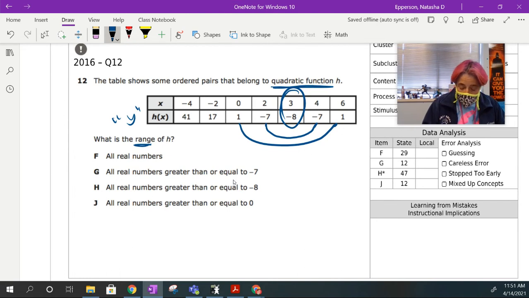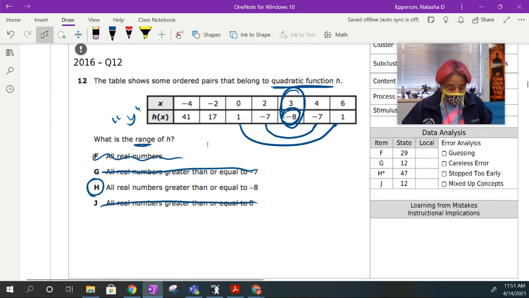I'm not sure if it's a happy or sad parabola, but that's okay. We know it's not F, and we're going to look at our y value, which is -8. The only answer that has -8 in our answer choices is going to be H. So it has to be H. It's not going to be G or J. Okay.